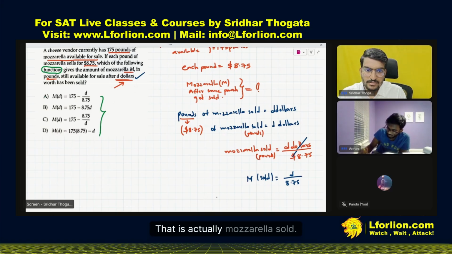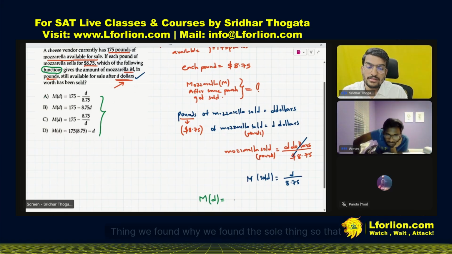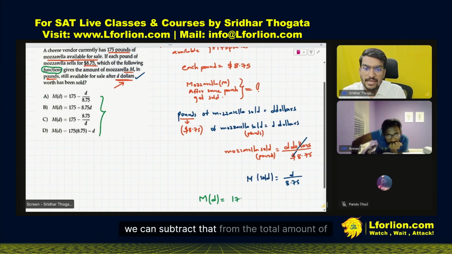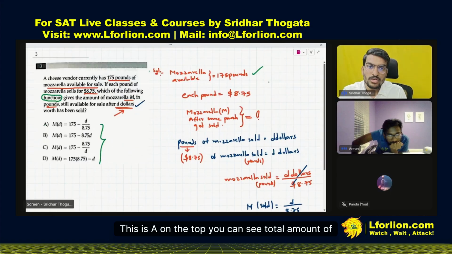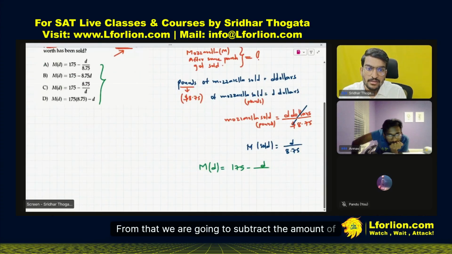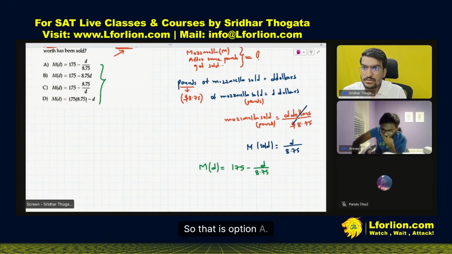That is actually mozzarella sold of D, not sold. Why did we find the sold thing? So that we can subtract that from the total amount of pounds. On the top you can see the total amount of pounds available. From that we are going to subtract the amount of mozzarella in pounds which got sold. So that is option A.